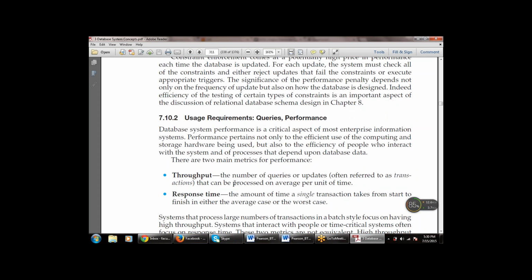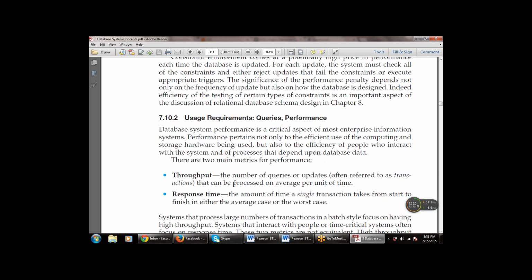There are two main metrics for performance: the throughput and the response time. Throughput means the output. What is the output for this one, and what is the response time for this one? Throughput means the number of queries or updates that can be processed on average per unit of time.